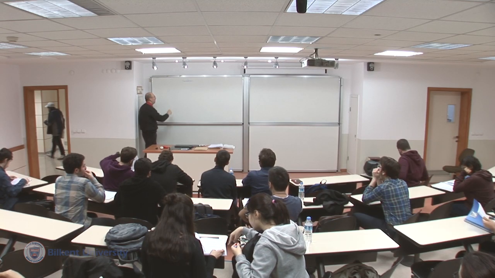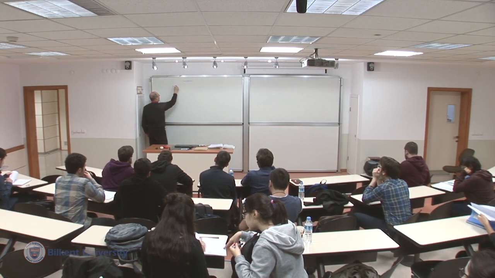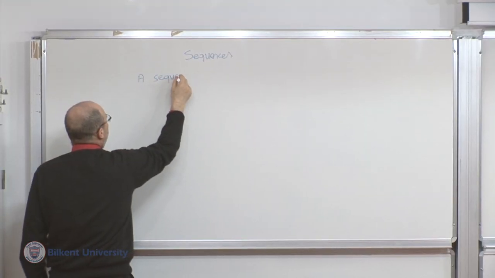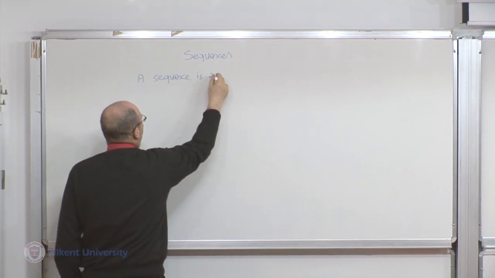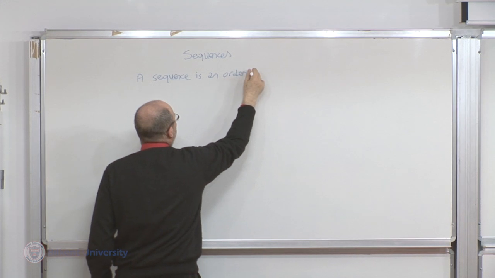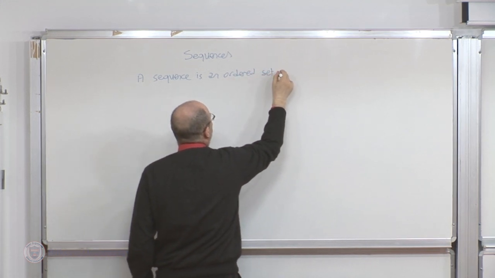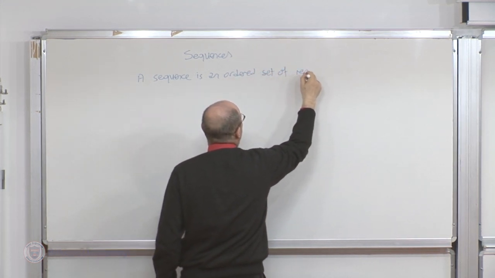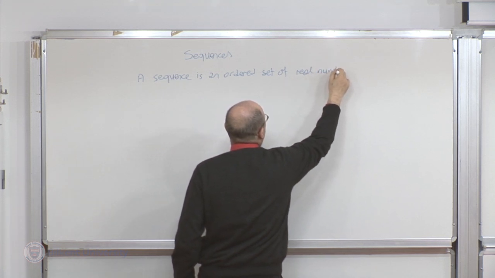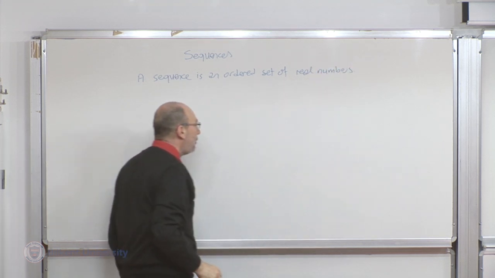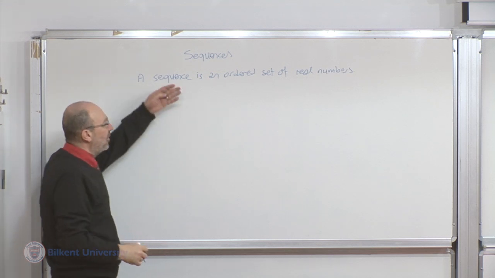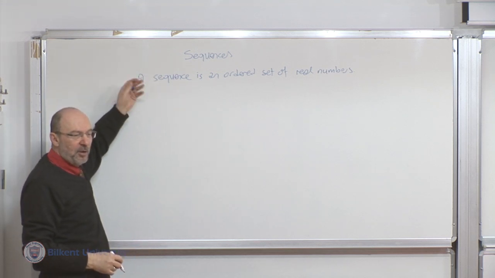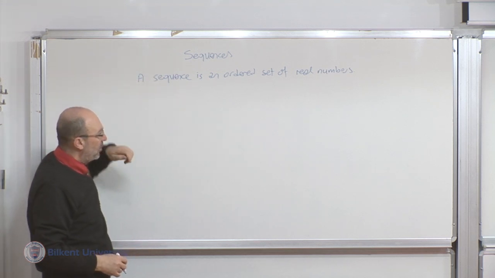So let me remind you that a sequence is an ordered set of numbers, real numbers, in calculus. So the technical definition was that it's a function from integers to real numbers.